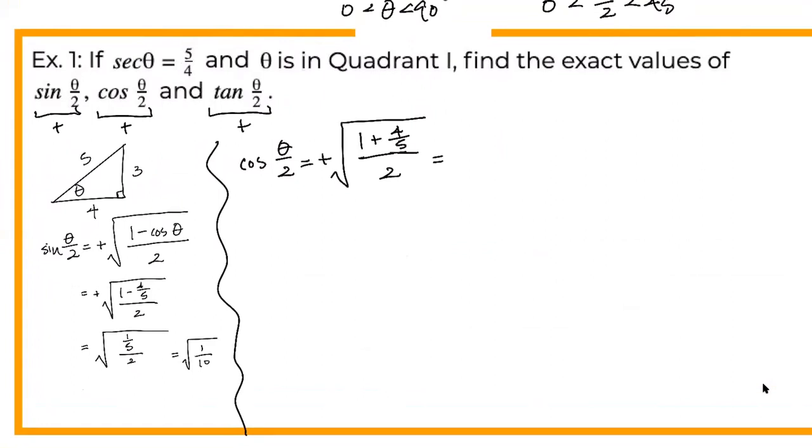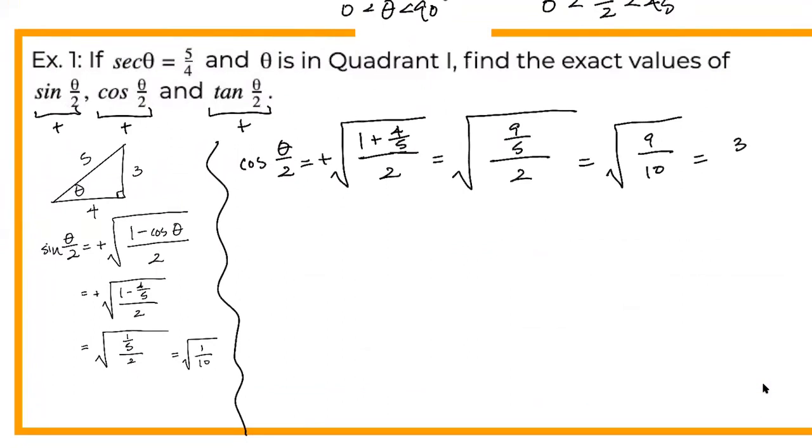Okay, good. Okay, so 1 plus 4/5 is 9/5. Divided by 2 is going to give me 9/10, underneath a square root. And you can leave this as square root of 9 over 10, or you can reduce it to 3 over root 10. Either way is fine. Okay?